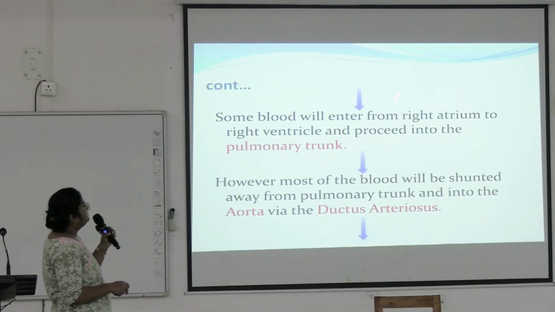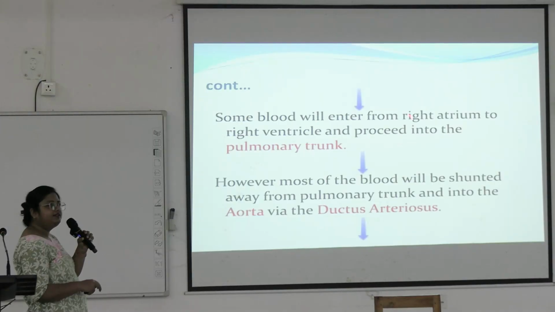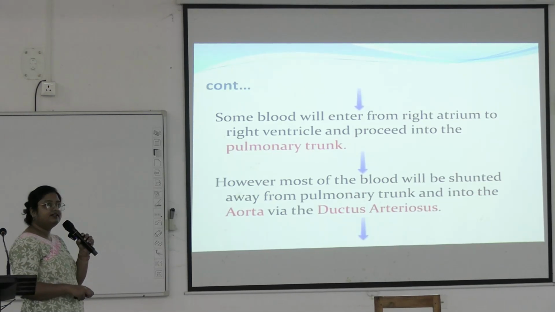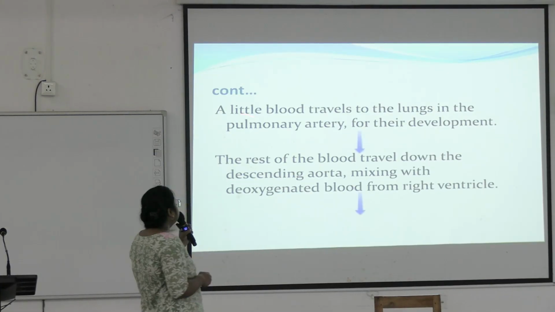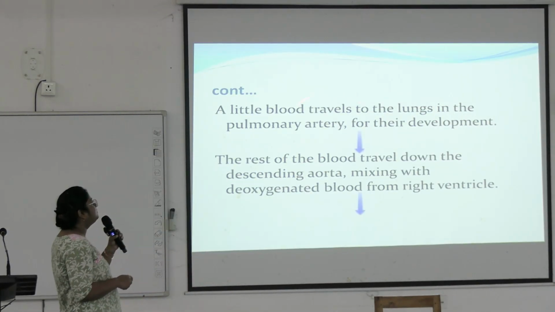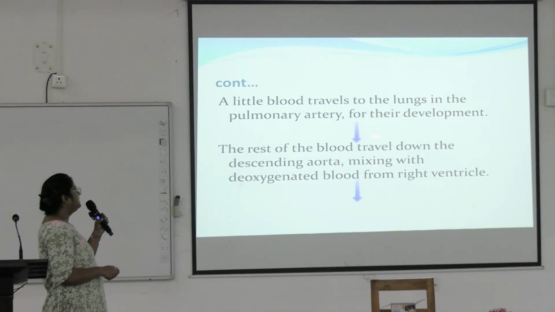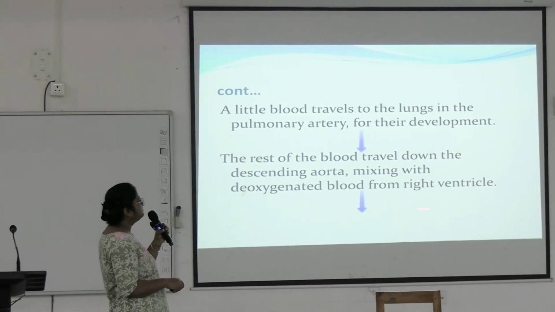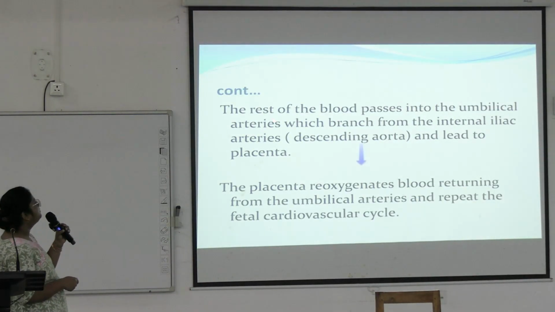Some blood will enter from the right atrium to the right ventricle and proceed into the pulmonary trunk. However, most of the blood will be shunted away from the pulmonary trunk and into the aorta via the ductus arteriosus. Another shunting. A little blood travels to the lungs in the pulmonary artery for the development of the lungs, and the rest of the blood travels down the descending aorta, mixing with the deoxygenated blood from the right ventricle. And the rest of the blood passes into the umbilical artery.